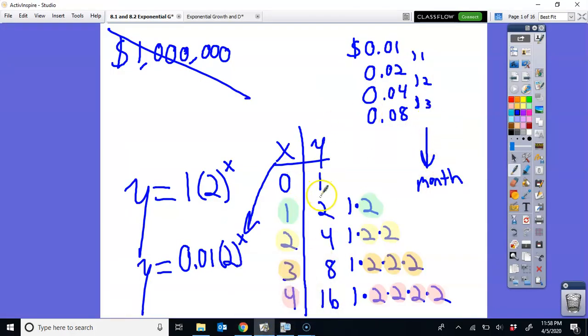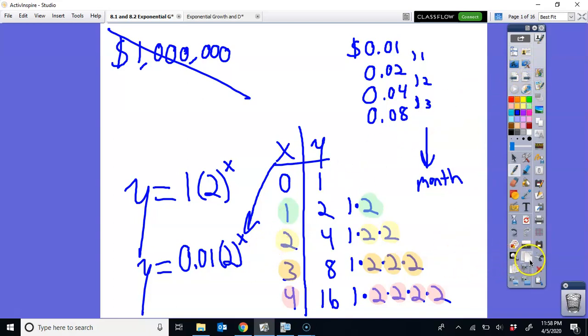So this type of function, exponential growth, and we're going to also talk about exponential decay, describes when something grows by a percentage or decreases by a percentage, growth or decay.